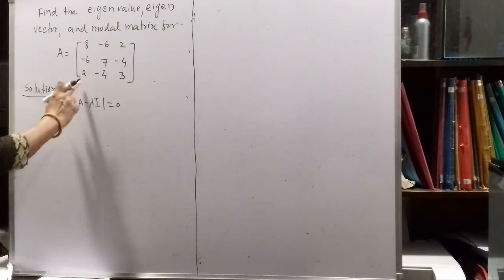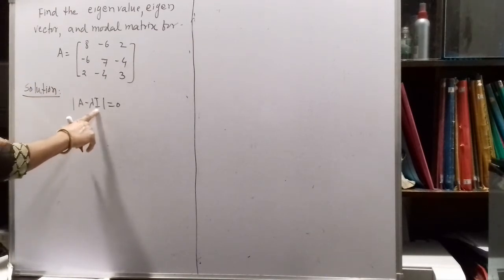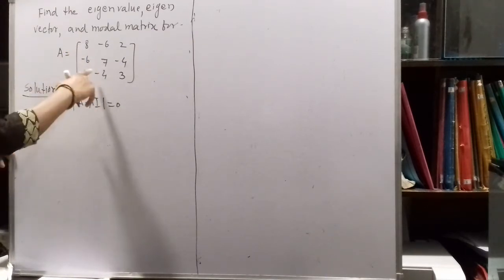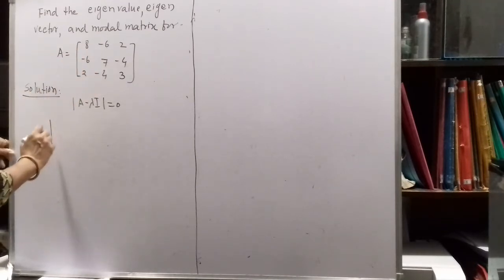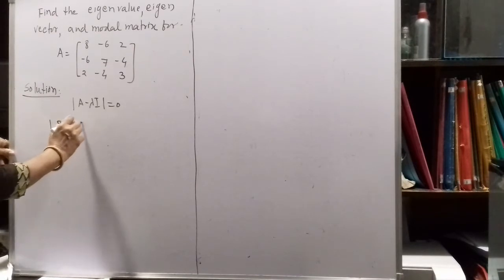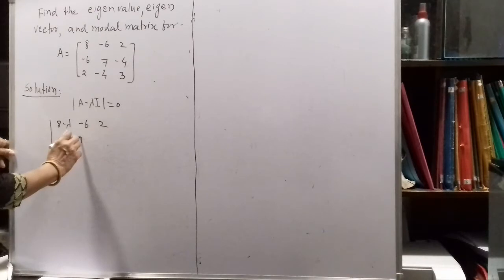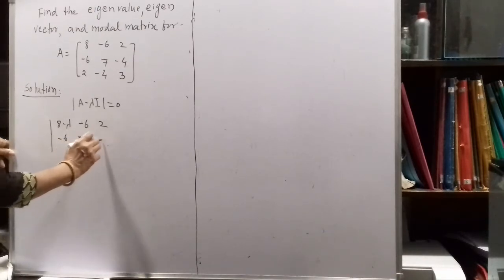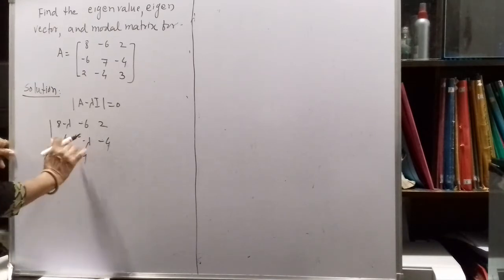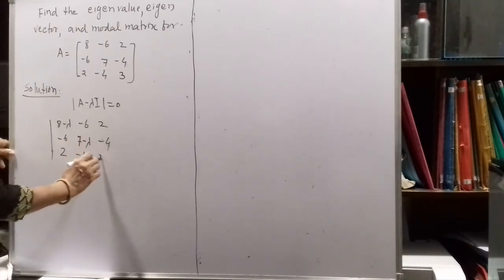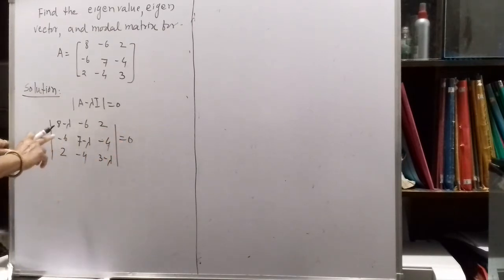Using this, we put in the value of A and lambda, and for I we consider the identity matrix of 3 by 3. So what we will get here is the determinant of 8 minus lambda, minus 6, 2; minus 6, 7 minus lambda, minus 4; 2, minus 4, 3 minus lambda is equal to 0. This is the characteristic equation.